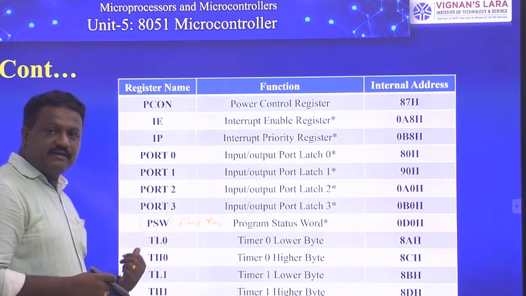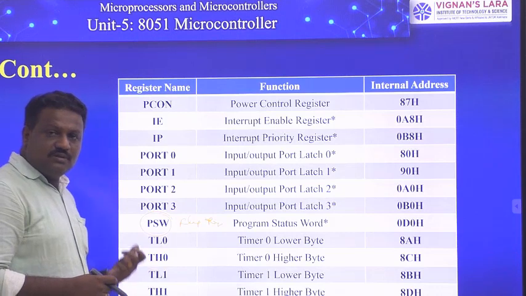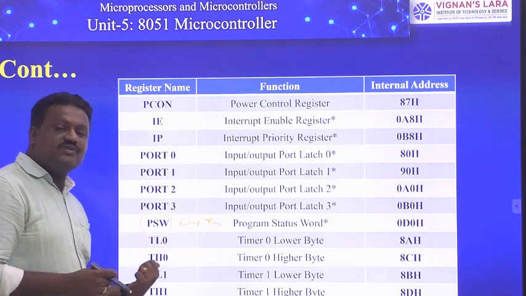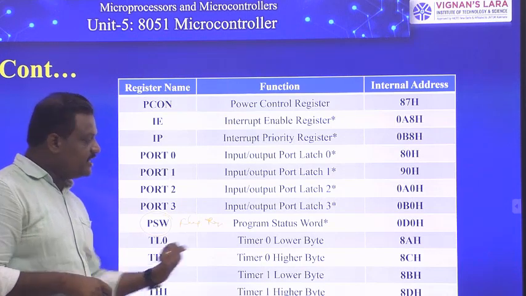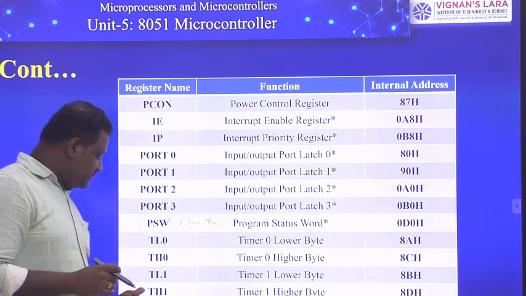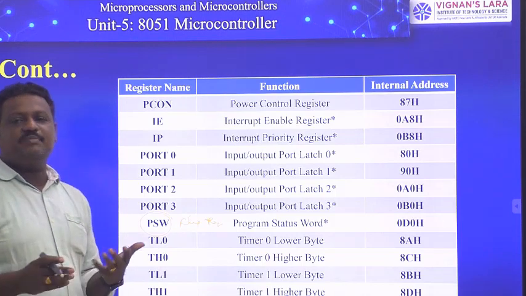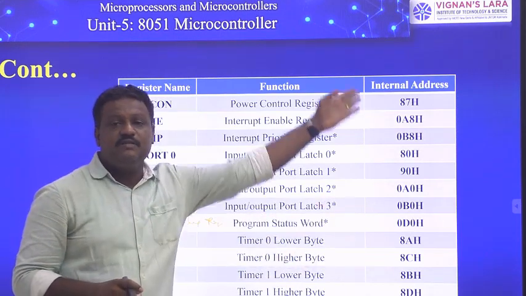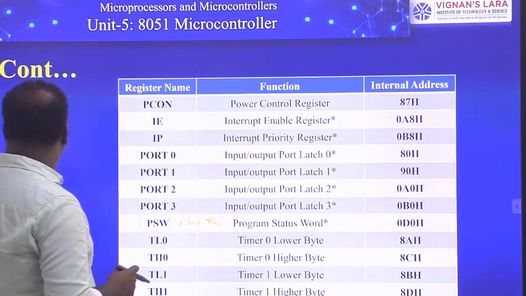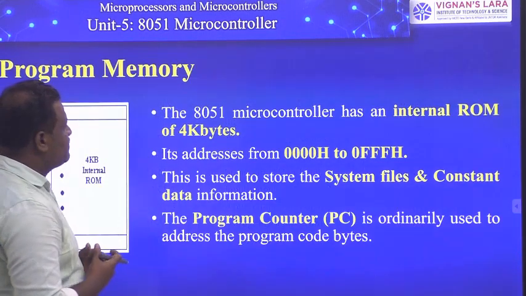Later, timer related registers TL0, TH0. TL0 is the timer 0 lower byte register. TH0 is the timer 0 higher byte register. And TL1 is the timer 1 lower byte register. TH1 is the timer 1 higher byte register. These are the internal addresses. So this is about special function registers.